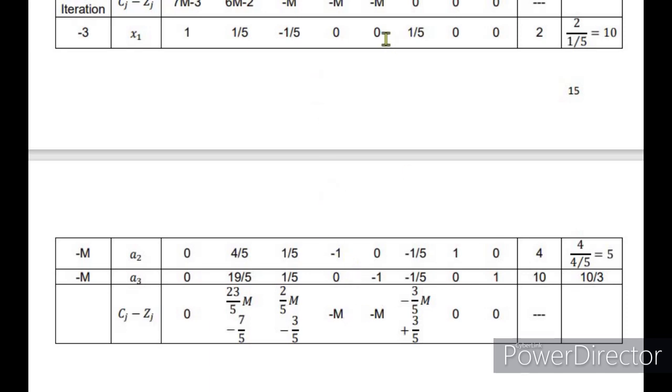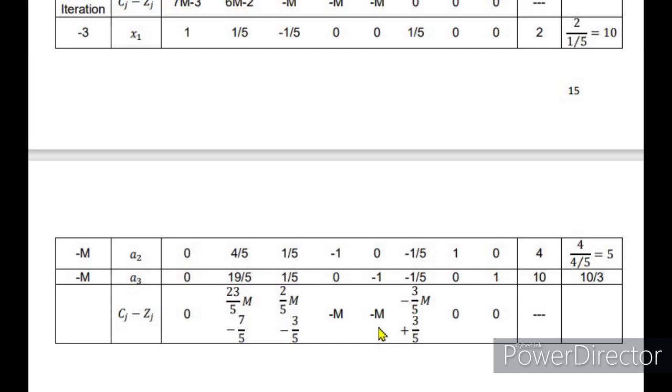Next, for the column of x sub 5. 3 and 0 is 0. Okay? So negative m and 0 is 0. So negative m and negative 1 is positive m. So the numerical coefficient here again is 0. So 0 minus positive m is negative m.